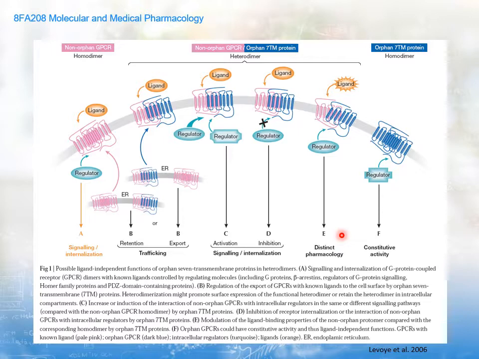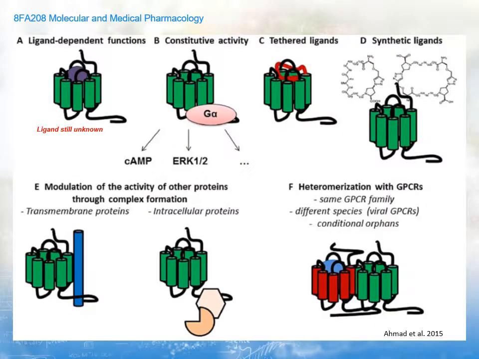And finally, they also recognize the possibility in which the homodimerization of an orphan G protein-coupled receptor could have a constitutive activity. This receptor does not need a ligand, but it will have a constitutive activity in the cell. So this proposition, this speculation that Levoy made quite a few years ago, actually we have evidence for it nowadays. And this is what I want to show you in my last few slides in this lecture.